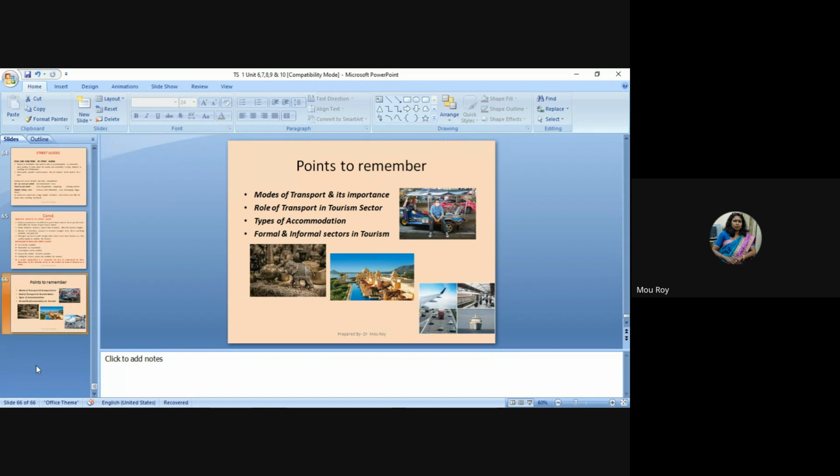So just remember, in this session we have covered: modes of transport, their importance, the role of transport in the tourism sector, the statistics, the types of accommodation, and formal and informal sectors in tourism. Okay, so that was all for today's session. Next day I'll come up with any questions, or anything you all want to share, you all can share.